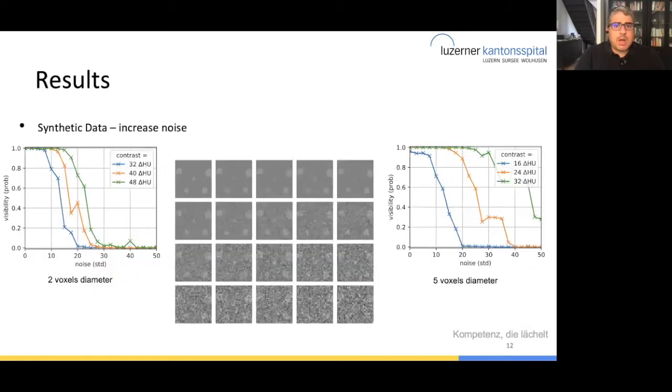Second, we look at the impact of the noise. We start at no noise and introduce the noise slowly. As expected, with the increase of the noise, the visibility is degraded. And as you would also expect, this depends on the lesion contrast and also the lesion size. Larger lesions and higher contrast lesions will start to be affected only at the higher noise levels.